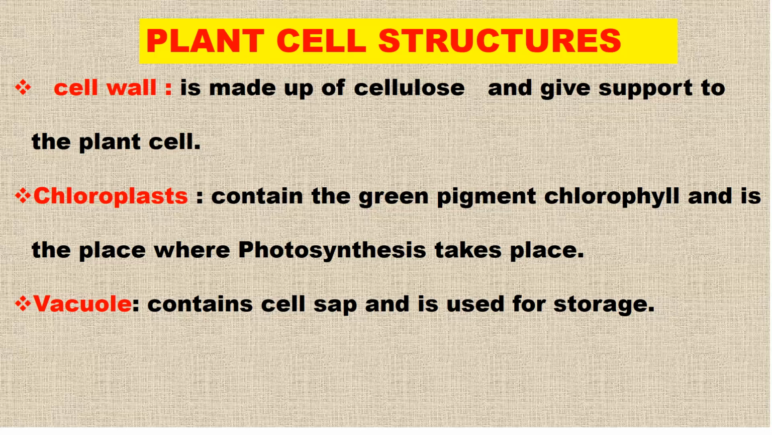Then what about the chloroplast? It contains green pigment, otherwise known as chlorophyll, and that is where photosynthesis takes place. So photosynthesis takes place in the chloroplast. Sometimes you are given the cell with the parts labeled, and they ask you where does photosynthesis take place, or where is glucose produced. Glucose is produced during the process of photosynthesis. So where photosynthesis takes place, that is where glucose is produced.